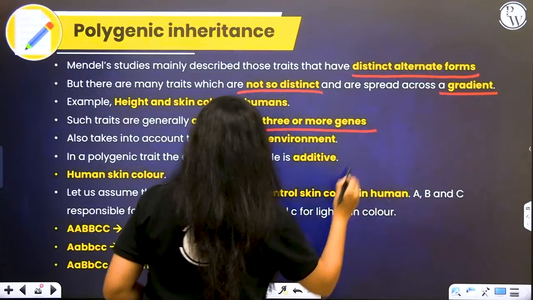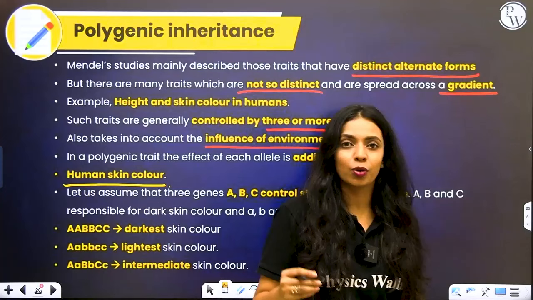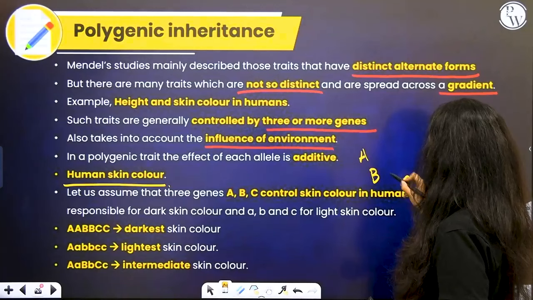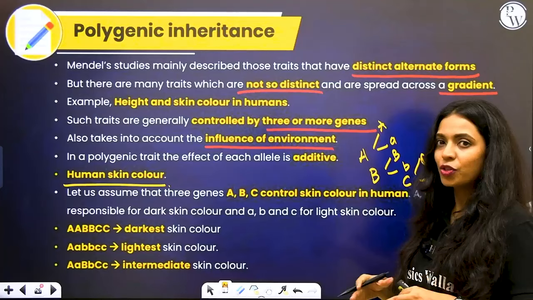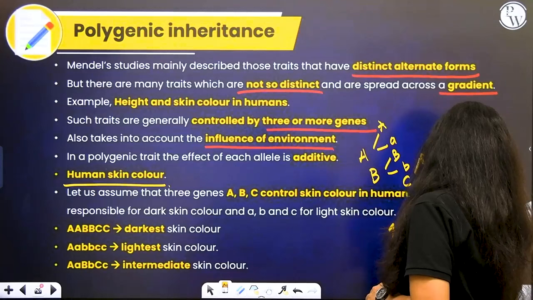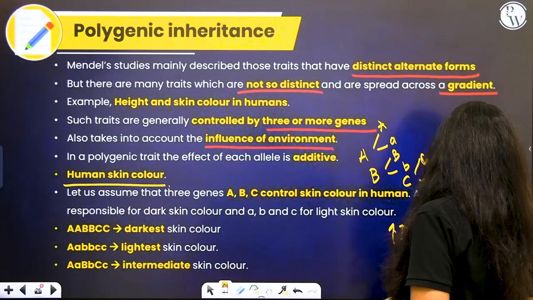Usually such a type of inheritance will also be influenced by the environment. Let's take the example of skin color to understand this. I said that skin color is controlled by at least three genes. Let's take three genes, capital A, capital B, capital C. It exists in two forms. It's either dominant or recessive, dominant or recessive, dominant or recessive. Whenever an individual has a greater number of dominant genes, darker will be the complexion. Whenever a person has a smaller number of dominant genes, lighter will be the complexion.